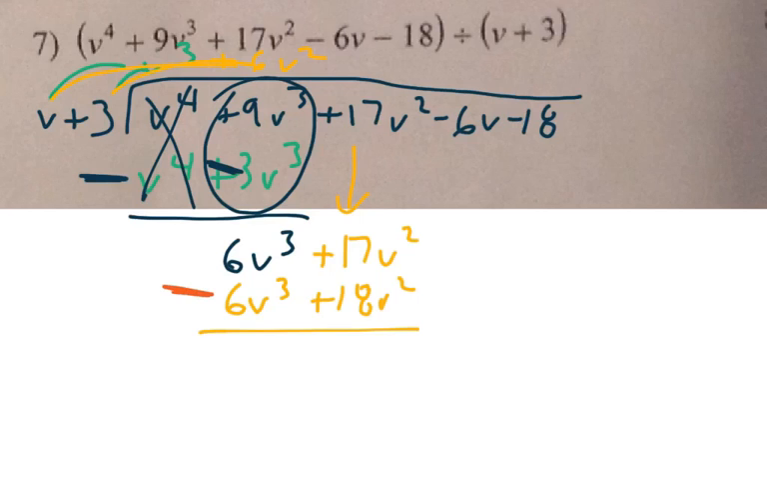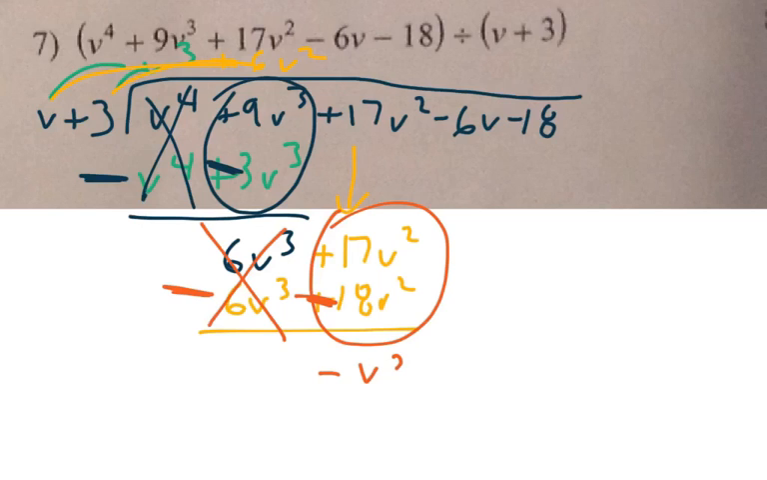And watch this again, guys. When I minus, I distribute the minus. See that? That plus had to become a minus. 6v cubed minus 6v cubed, no v cubed anymore. What is 17 minus 18? Well, that is a negative 1v squared. Let's bring down my next term, right? That would be the minus 6v.